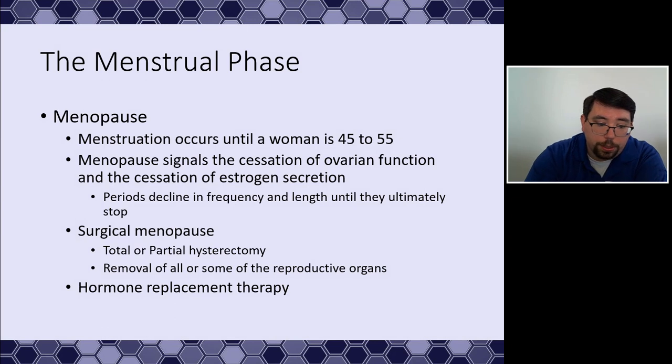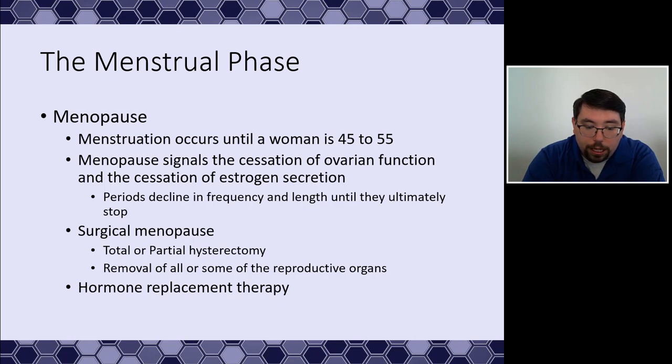Now, menopause is a little bit different. And now we're talking about the stopping of menses. In this case, we're talking about ovarian function and estrogen secretion stopping. And because of that, the menstrual periods generally occur up until about age 45 to 55. And then from that point on, they're going to slowly start to decrease over time, right, in frequency and in length until eventually they have a complete stop. Now, the idea behind this, again, is that it's going to be the end of reproductive life as the woman ultimately knows it. And because we know we only have a limited amount of eggs to be released, that can become a concern.